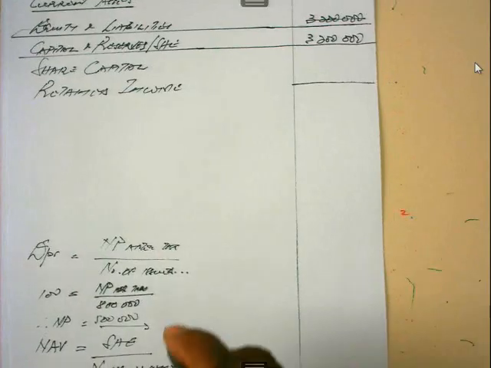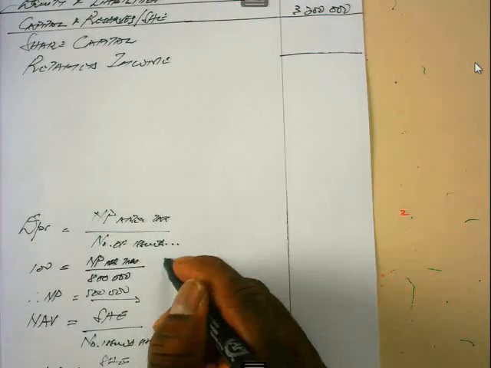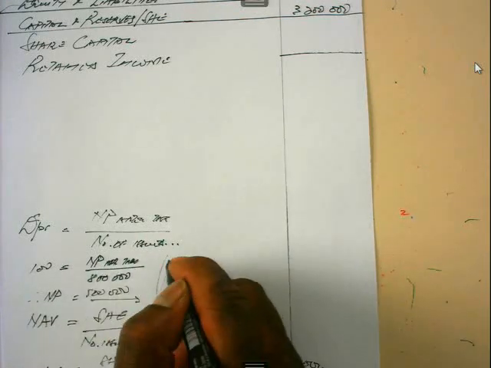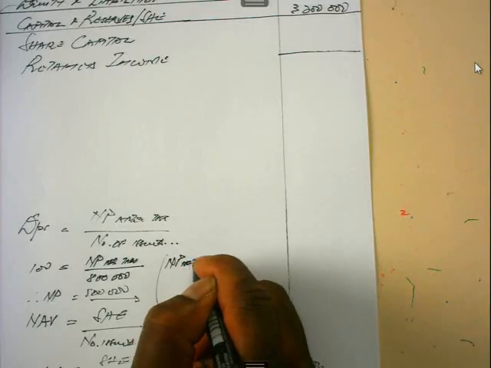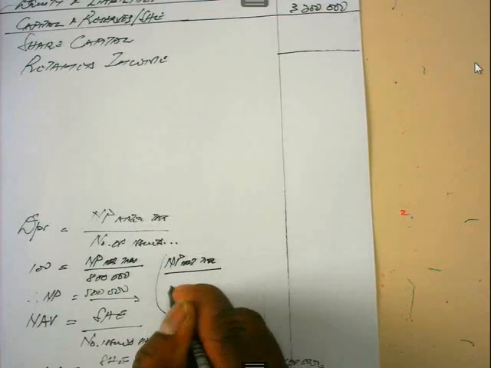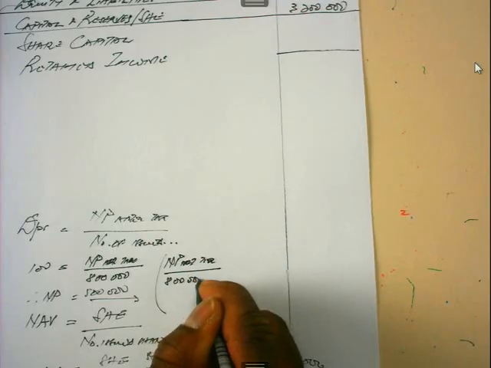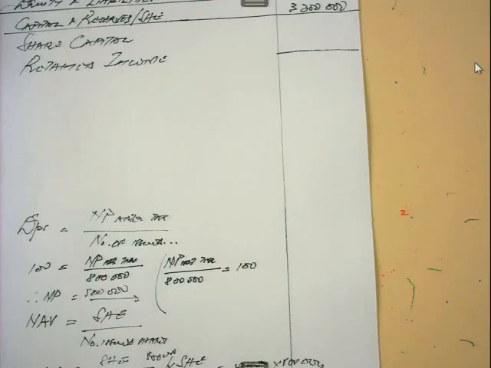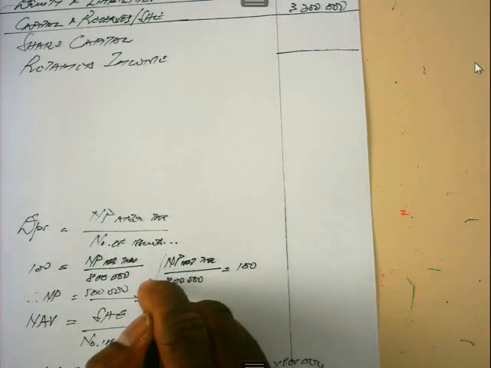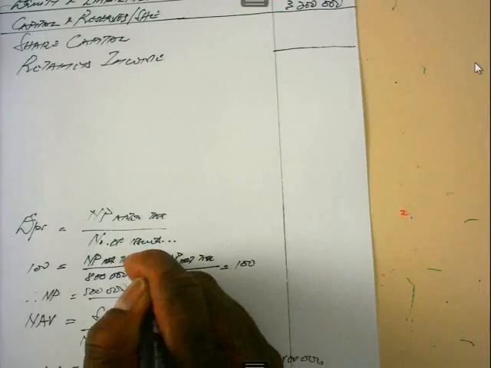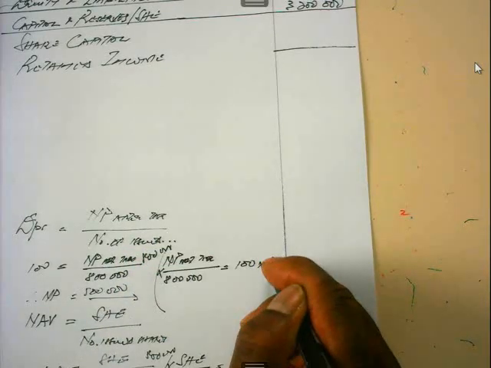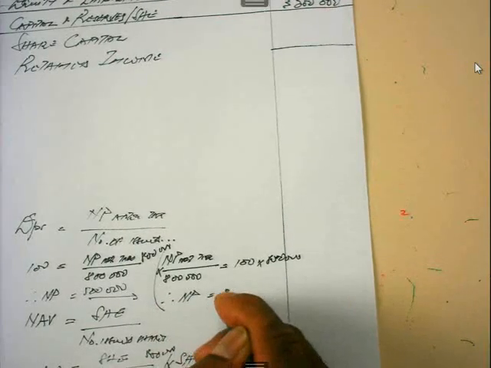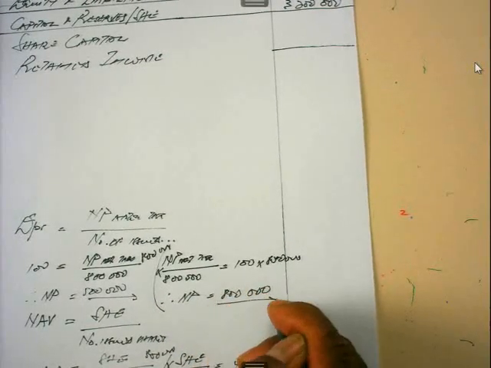Therefore, net profit after tax is equal to 800,000 rands. Just for some of us who are not so sure of the mathematics, you can swap these around and say net profit after tax divided by the number of issued shares, which is 800,000 in this case, is equal to 100 cents. Then you multiply this by 800,000, and you must also do the same on the other side. Therefore, net profit after tax is equal to 800,000 rands.